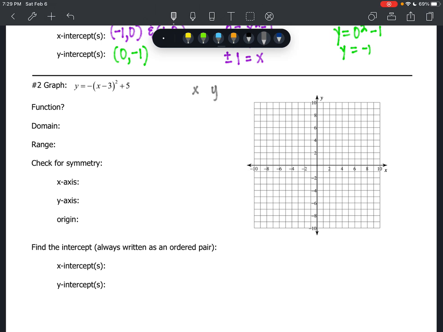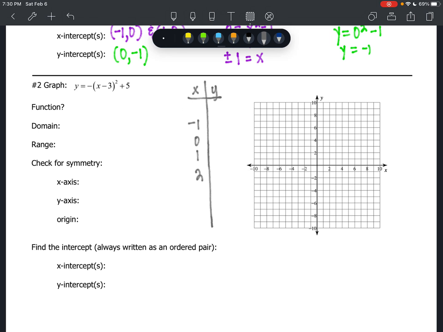Okay, so I'm going to create a table, and I'm going to take a guess and say, let's put in a negative 2, a negative 1, a 0, 1, and 2. If I put a negative 2 into the function, negative 2 minus 3 is negative 5, and negative 5 squared is 25. So the opposite of 25 plus 5, that's negative 20. That's probably not going to work.